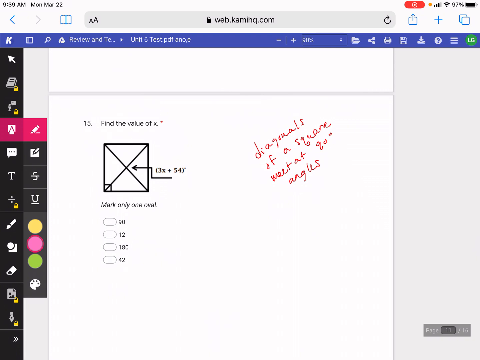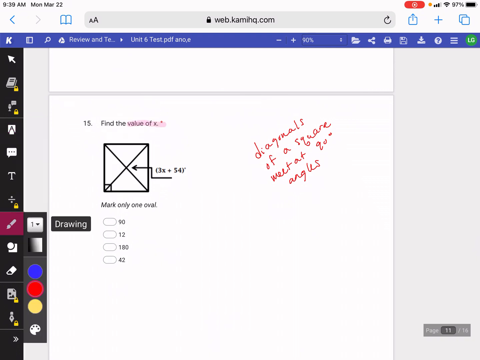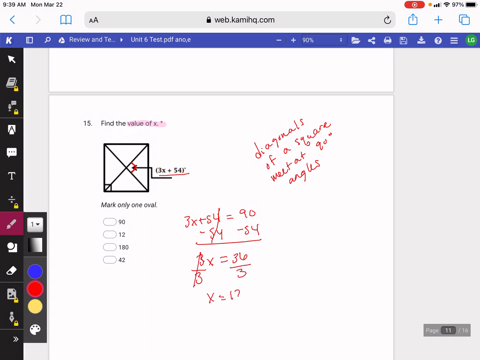In this next question, we're finding the value of x. Well, we learned that for a square, the angles are all 90-degree angles. So that means that here, 3x plus 54 has to equal 90 degrees. So we can use that equation to solve for x. The opposite of adding 54 would be to subtract 54. So here I get 36. Then the opposite of multiplying 3 would be to divide by 3. So we get 12 for x.